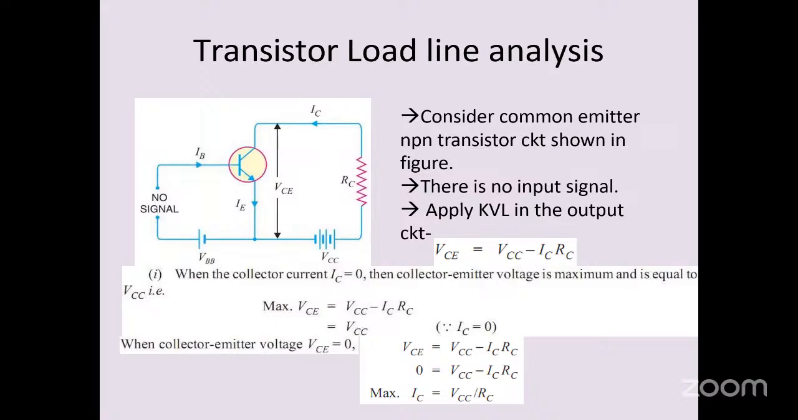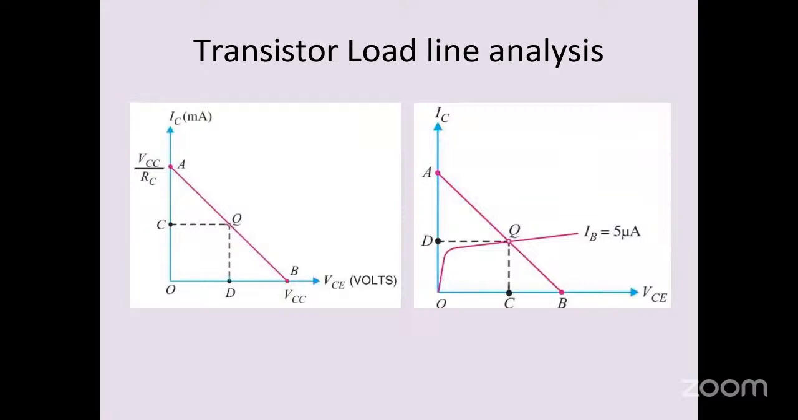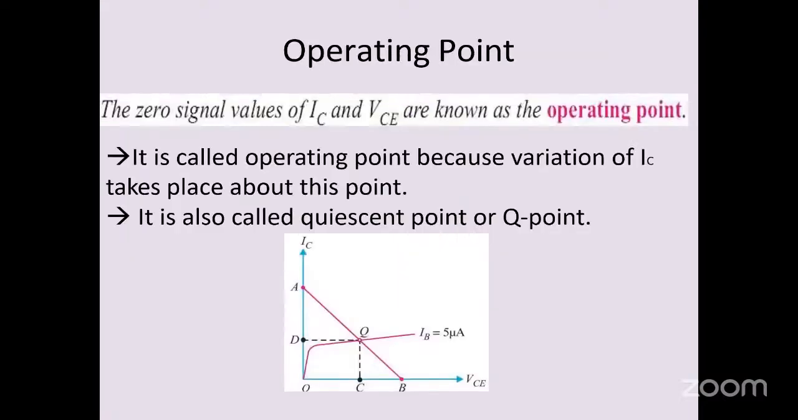So for a common emitter NPN transistor, here there is no signal at all, by applying Kirchhoff's voltage law in the output section. So the operating point: the zero signal values of collector current and VCE are known as the operating point.